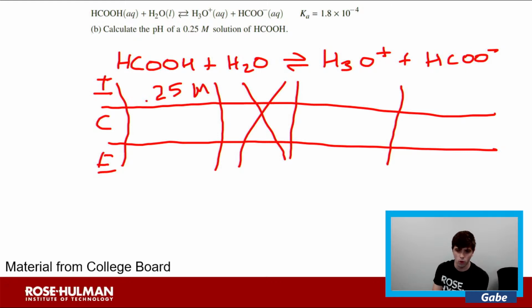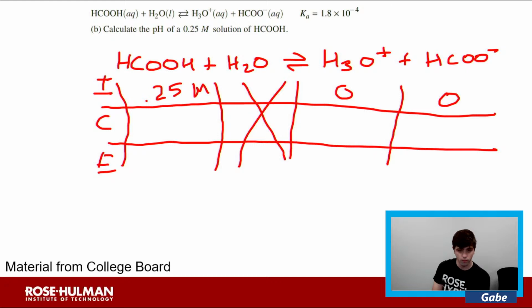And now we look over to our product side of the reaction. Since it's the products, nothing has been created yet. So our initial concentration for our hydronium would be 0, and our methanoate ion to be 0 as well. Now we look at the change.